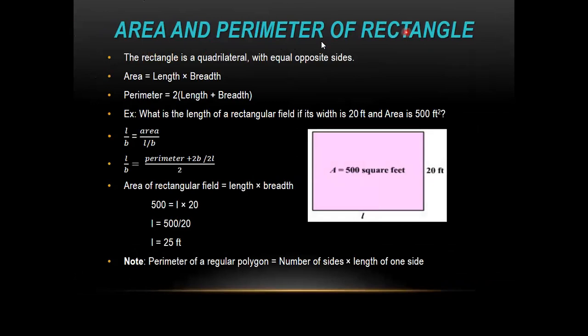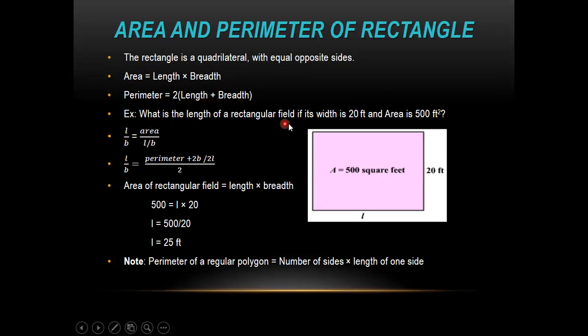Next, area and perimeter of a rectangle. The rectangle is a quadrilateral with equal opposite sides. So we know that in a rectangle, opposite sides are equal. What is the formula for the area of a rectangle? Length into breadth, which you can write as L into B. The perimeter of a rectangle formula is 2 into length plus breadth, that is 2 into L plus B.